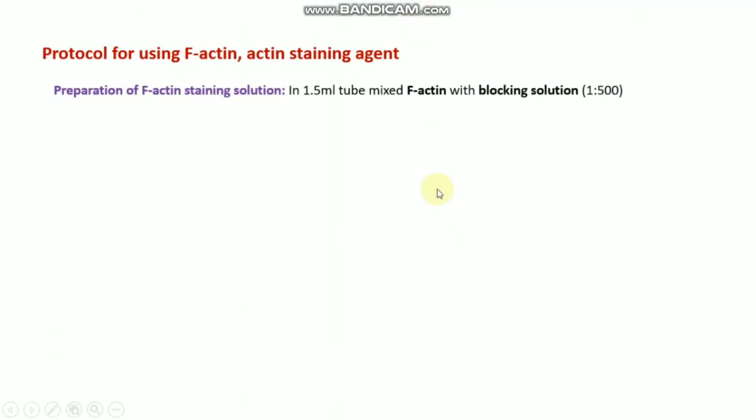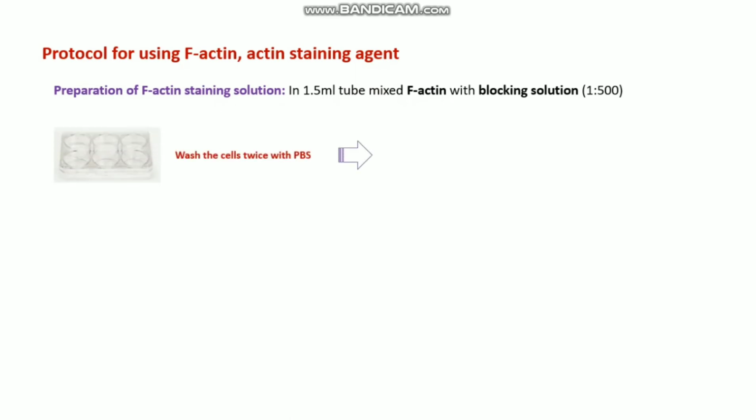And next is the protocol for using F-actin, the actin staining agent. So first is the preparation of the F-actin staining solution. In a 1.5 ml tube, you have to mix F-actin with blocking solution at 1:500, and you have to calculate how many samples you have.